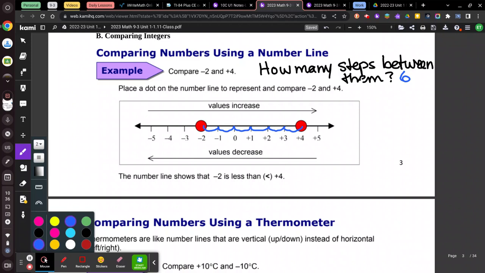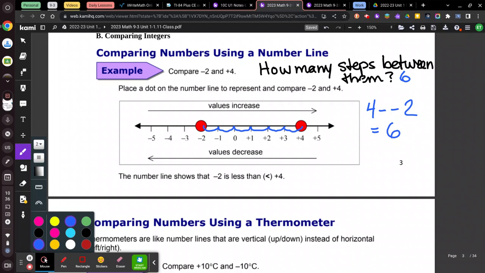So if I say, what is the difference between -2 and 4? The word difference is subtracting. So if I said, what is 4 subtract -2? I get 6 steps. Okay, so that's 4 subtract -2.